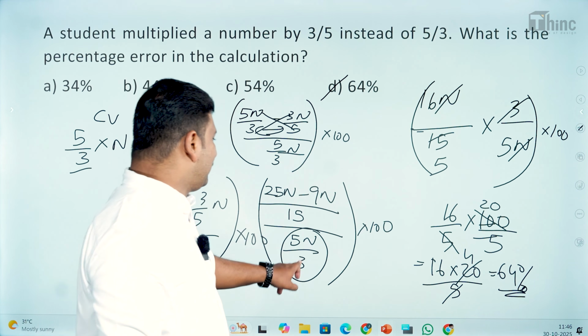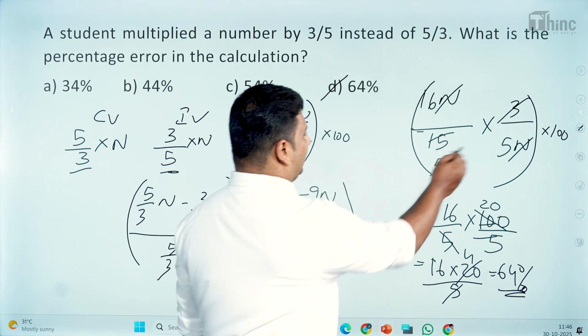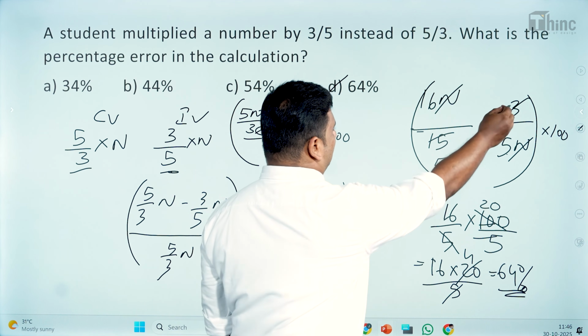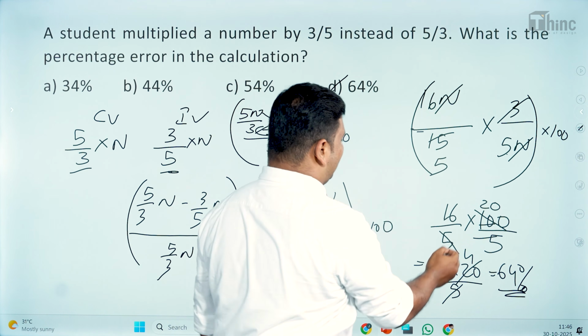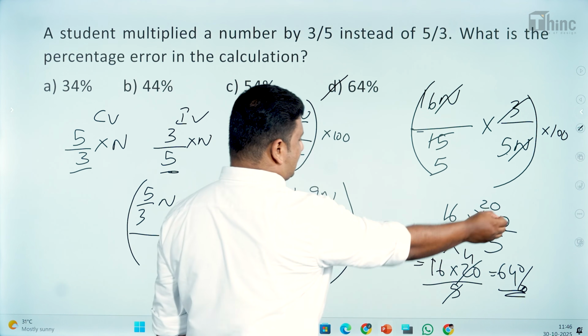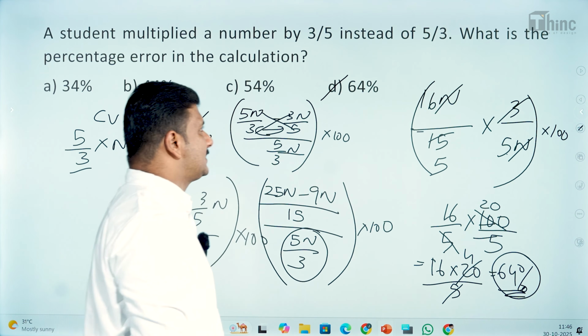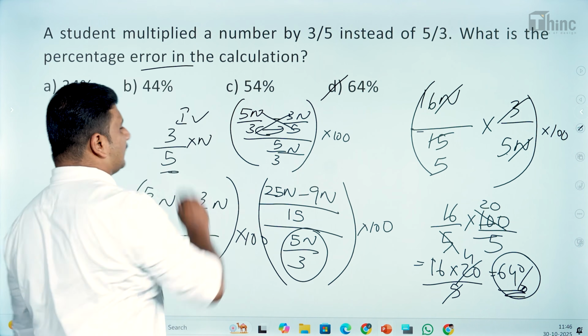And when you're dividing a fraction with another fraction, we can take the reciprocal and multiply. So we have another 5 also here. So 16, 3 and 15 cancel off and become 5. It is 16 into 5 into 5 multiplied by 100. So we can cancel 100, 5 and all things off. And finally we'll get 64%. So 64% is the percentage error in the calculation.